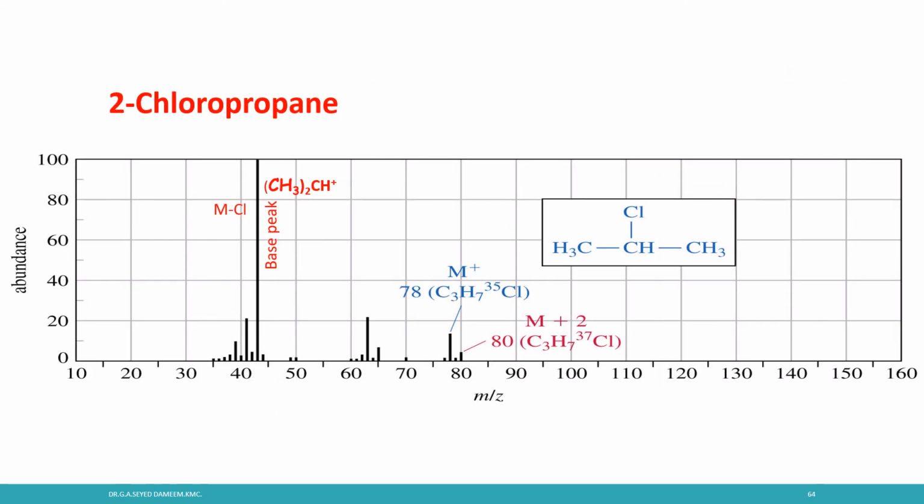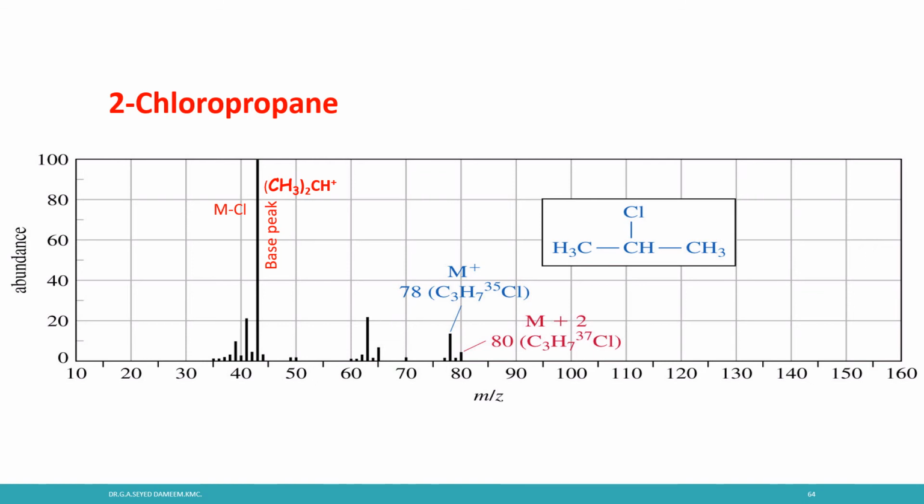This slide shows the mass spectrum of 2-chloropropane, and 2-chloropropane has molecular weight 78. So at m/z 78 is the molecular ion peak, and at m/z 80 is the M plus 2 peak, and that peak is due to the existence of the chlorine-37 isotope. After the formation of the molecular ion, by the loss of a chlorine radical, it gives a peak at m/z 43.